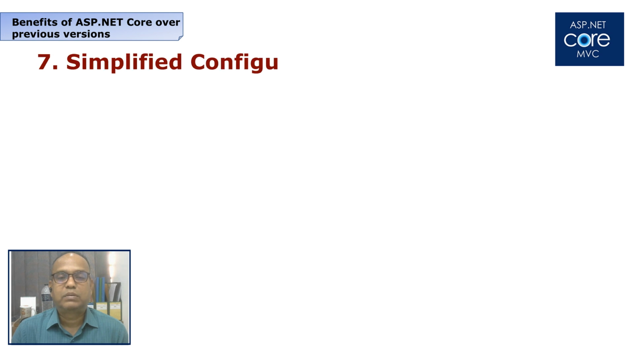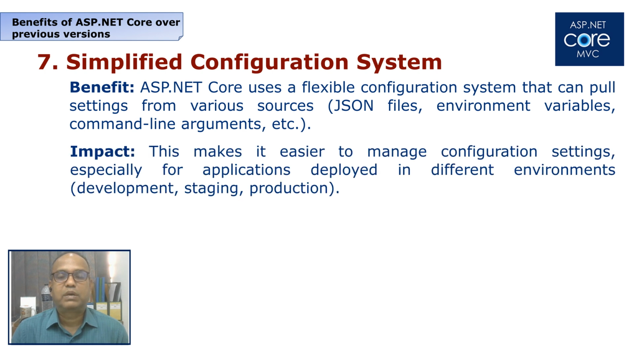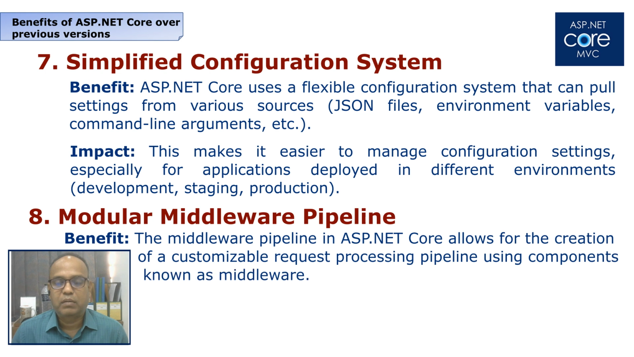Number 7. Simplified configuration system. Benefit: ASP.NET Core uses a flexible configuration system that can pull settings from various sources: JSON files, environment variables, command line arguments, etc. Impact: this makes it easier to manage configuration settings, especially for applications deployed in different environments: development, staging, production.